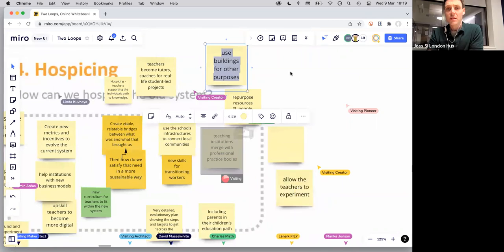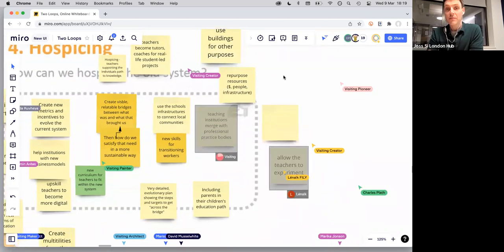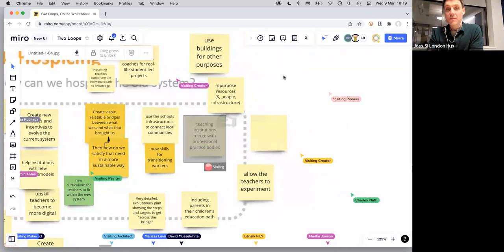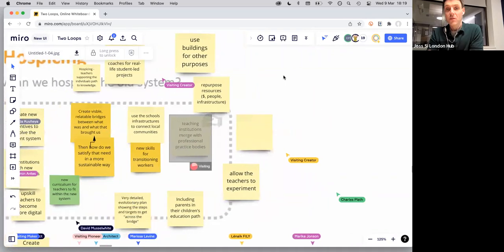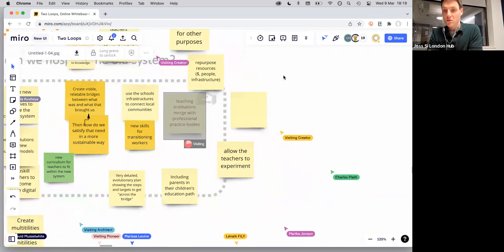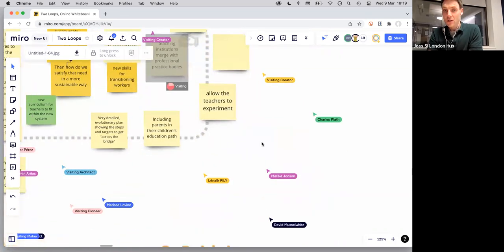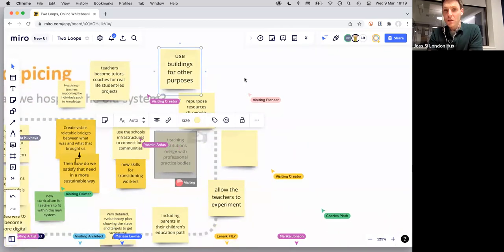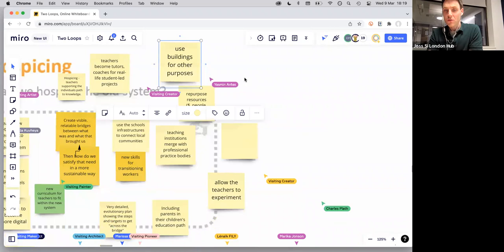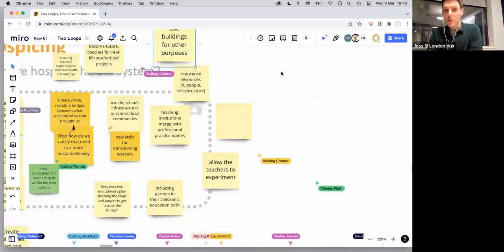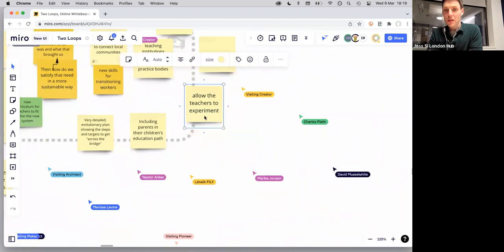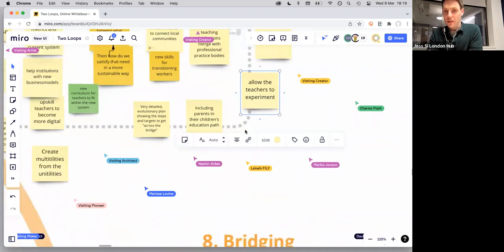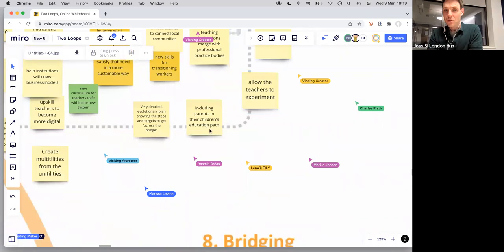Use buildings for other purposes. Yeah. All the school space could be repurposed and used in new ways. Think about museums and art galleries and so forth. They could be repurposed for educational centers for people to get experiences and so forth. Allow the teachers to experiment, including parents in their children's education path.